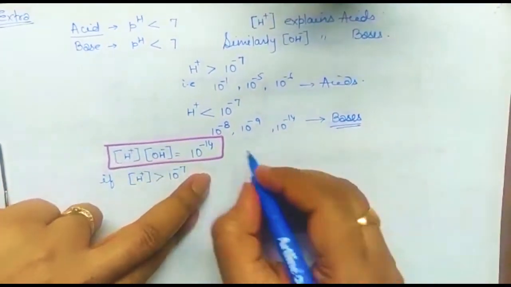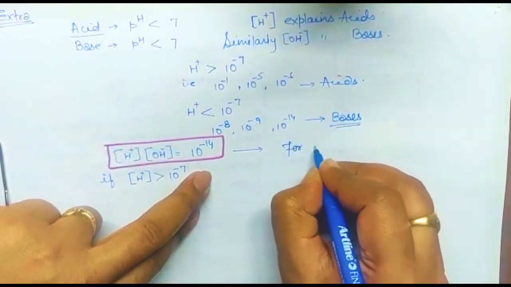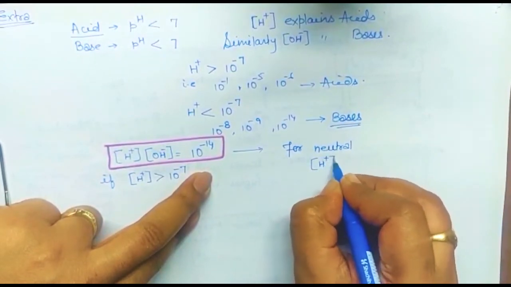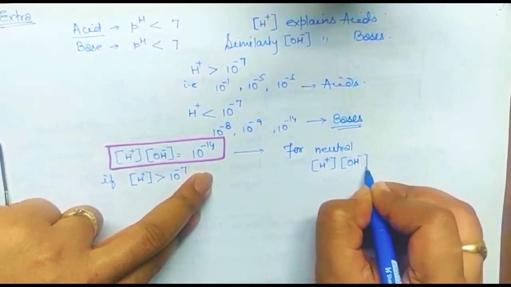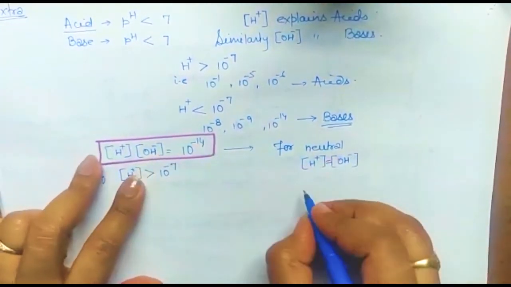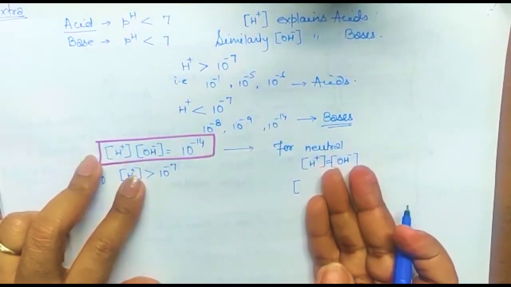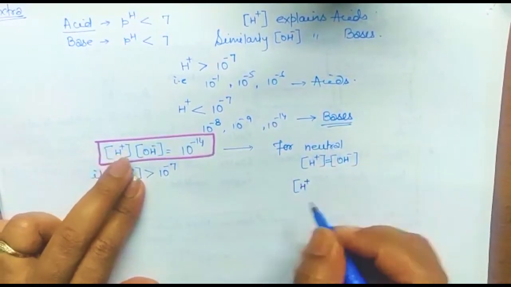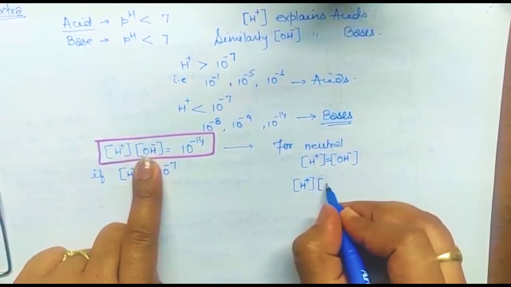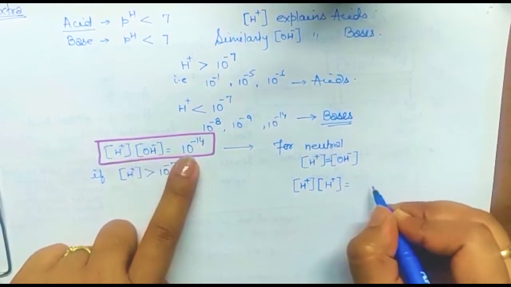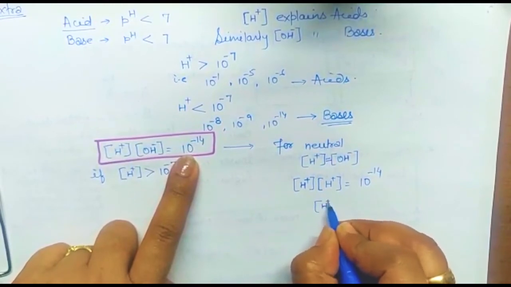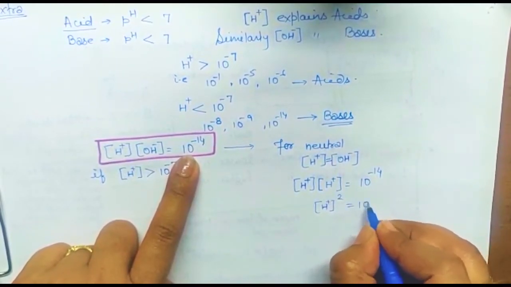So now, first let me explain the neutral solution. For a neutral solution, what will it be? H plus ion and OH minus ion concentrations are equal. Clear? So in this equation put the value. Instead of H plus and OH minus, can I write H plus for both? Yes, tell me, can I write H plus? Okay, is equal to 10 to the power minus 14. So what will it be? H plus square is equal to 10 to the power minus 14.